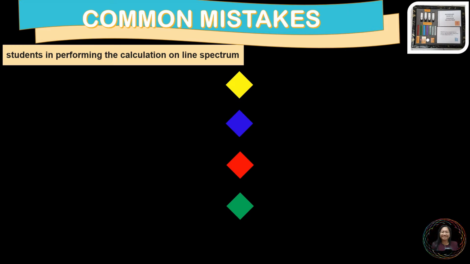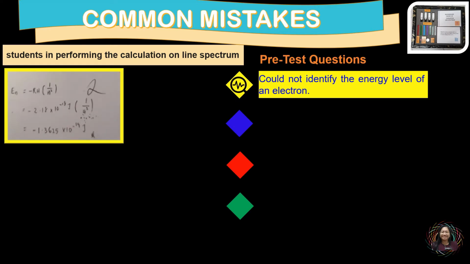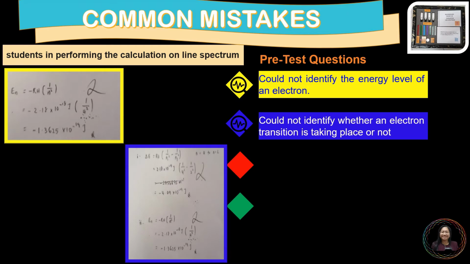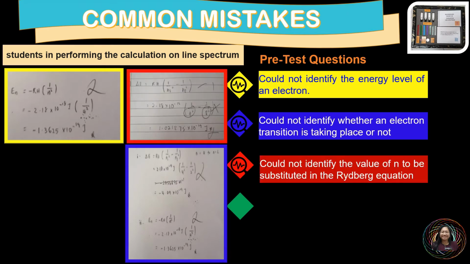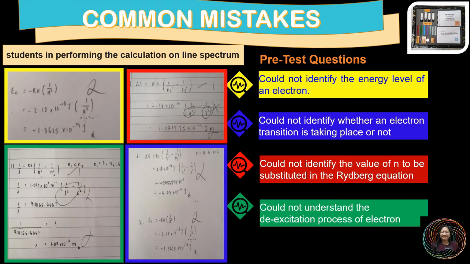We have identified a few common mistakes usually made by students: being unable to identify the energy level of an electron, couldn't identify whether an electron transition is taking place or not, couldn't identify the value of n or energy level to be substituted in the Rydberg equation, and couldn't understand the de-excitation process of an electron.